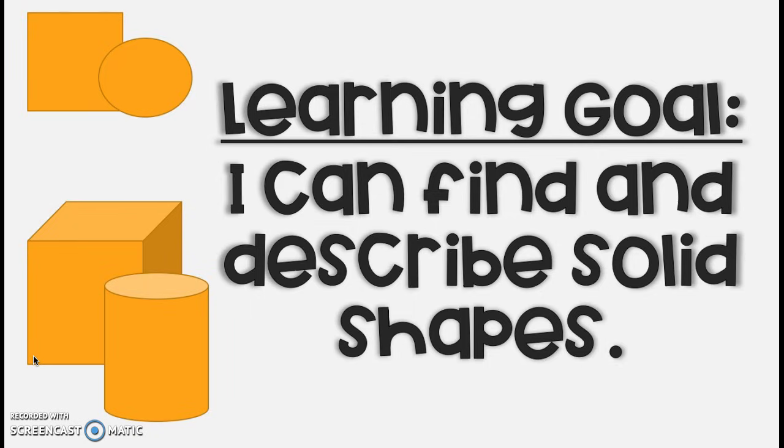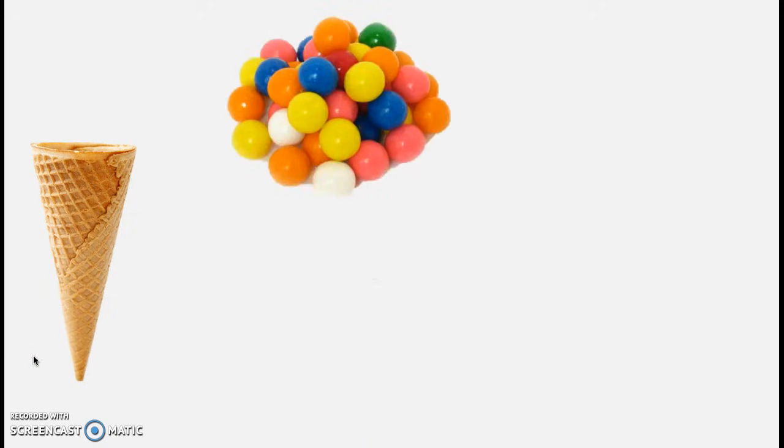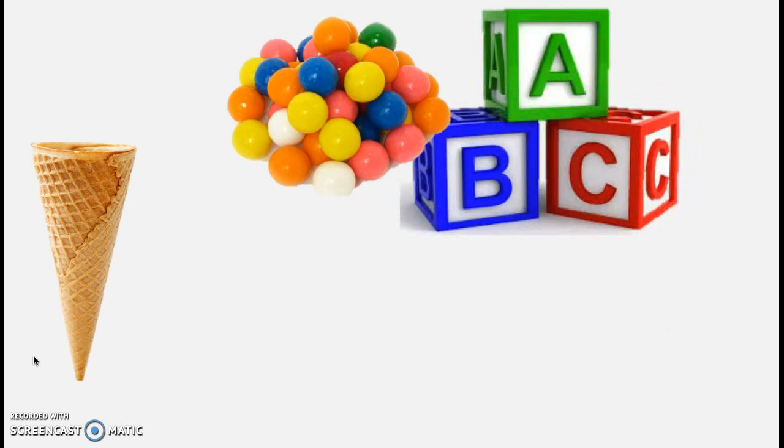See, there are tons of different shapes in the world, and they're not all flat like the ones we've been talking about. Sometimes they're bigger and they stick out and you can hold them and use them for different things. Like this ice cream cone, for example. That's a shape, but it's certainly not a triangle. Gumballs. That's a shape. Roundish shape, but I wouldn't call it a circle. And blocks, that's a shape, and I kind of see some squares in there, but I don't know.